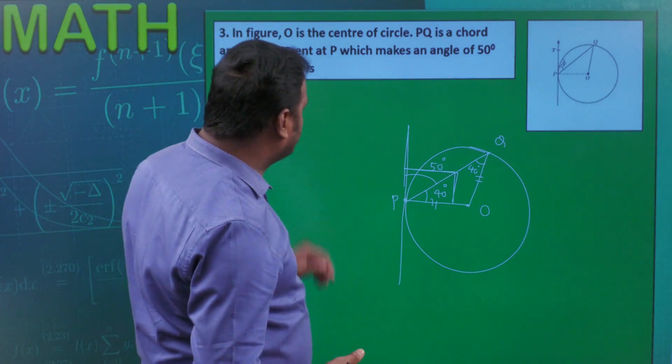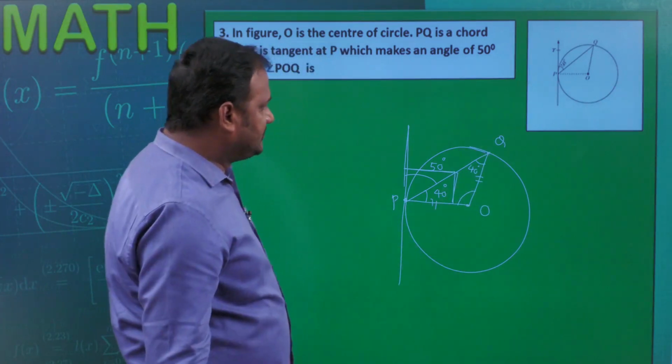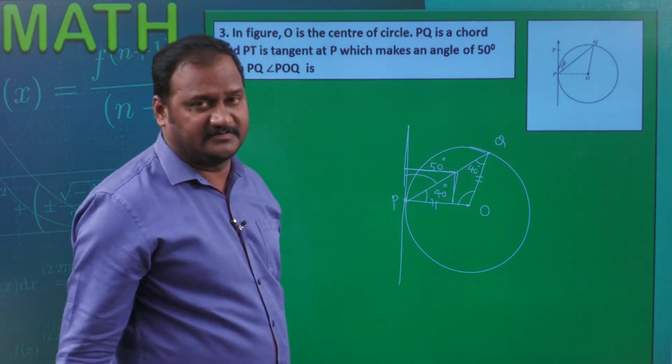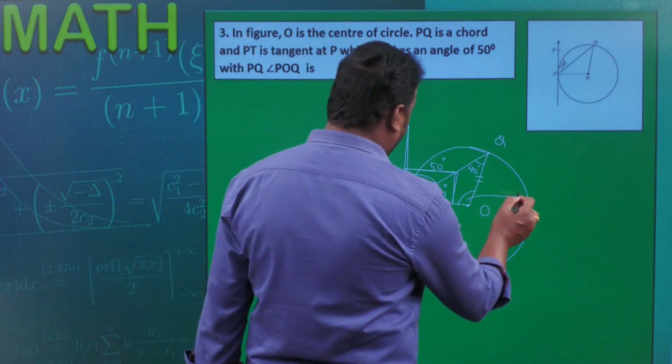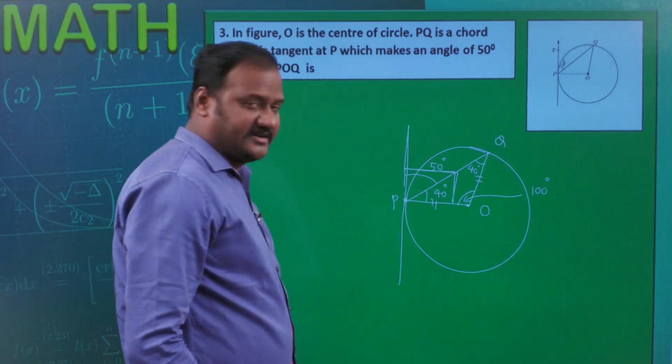Then what is angle POQ? POQ is equal to how much, means this angle is equal to how much? Since it is 40, then how much is this? 40 plus 40 is equal to 80. 180 minus 80 is equal to 100. So your required angle is going to be 100 degrees. You understand how to answer the problem?